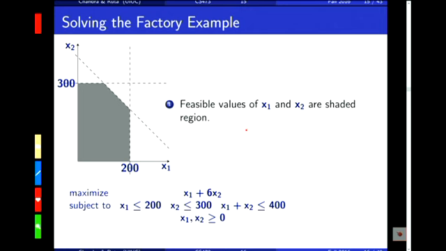x1 is at least 0, so x1 cannot be less than 0. So all the points on the right side of the x2 axis are feasible. Similarly, x2 cannot be more than 300, so below this line. And x2 has to be at least 0, so above this line.